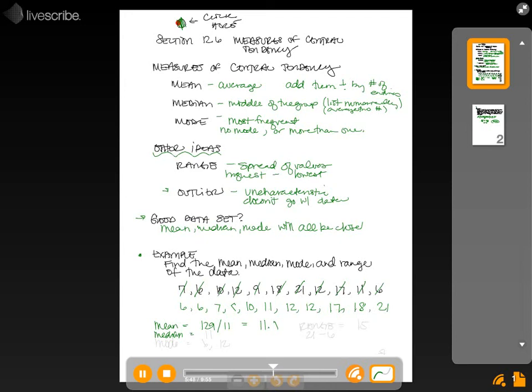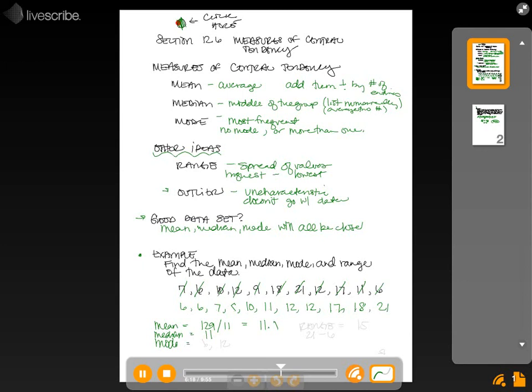So we have 6, 6, 7, 9, 10. That's 5 numbers, and then that middle number there, 11, would be our median. And if we count in from the right-hand side, upper numbers, we get the same thing. 21, 18, 17, 12, 12. That's 5 values. 11 is in the middle. So far, this is looking like a good data set because those two, the mean and the median, are the same value. Let's talk about the mode now.